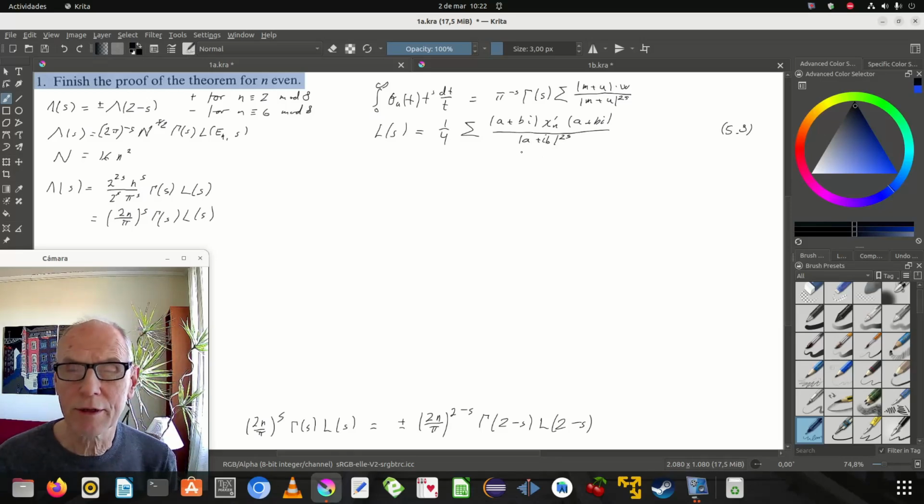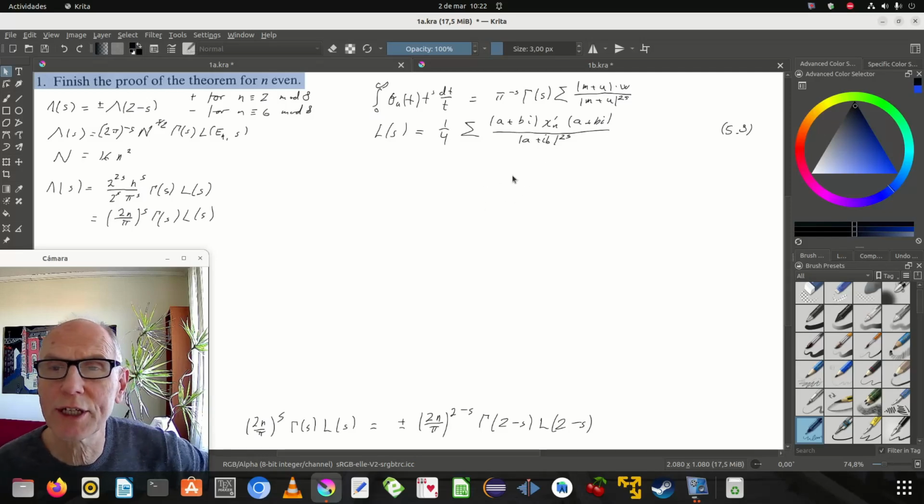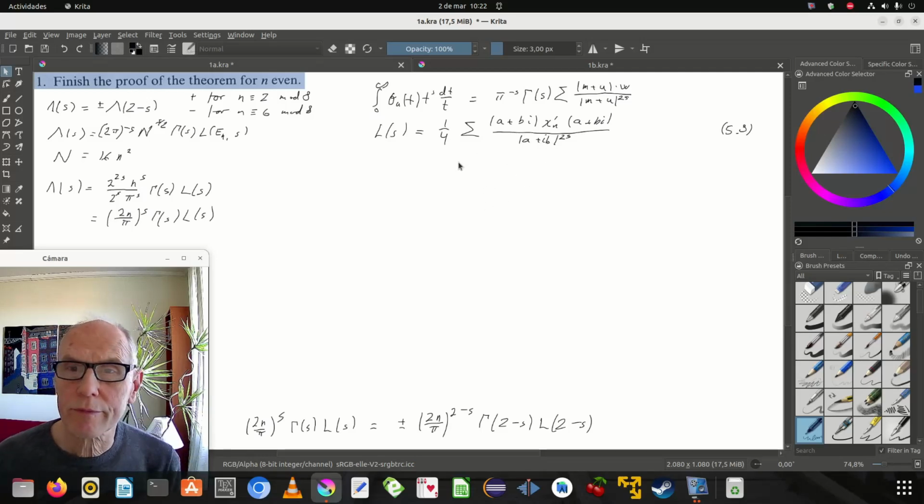This, of course, being the square root of a squared plus b squared, so it agrees with 5a. I just changed it. We need to know chi n mark when n is even.